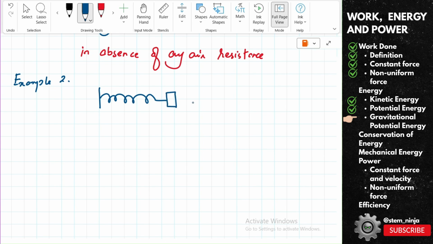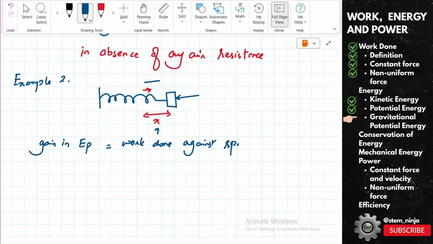So for example, you have this thing and we apply a force that way. Now the restorative force of the spring, or the tension force of the spring, is obviously this way. However, let's say you apply some compression equal to this. So the EP, the gain in elastic potential energy, is actually coming from the work done against the spring force, you could say.